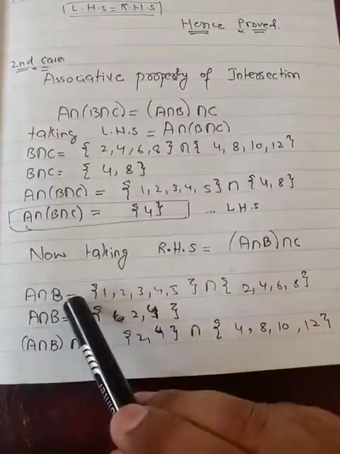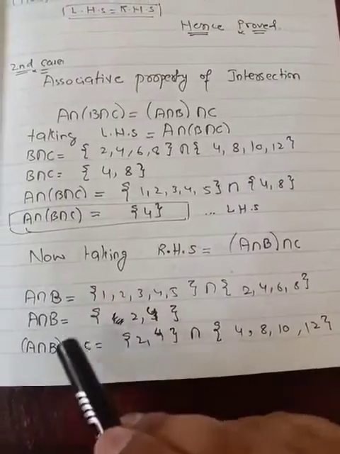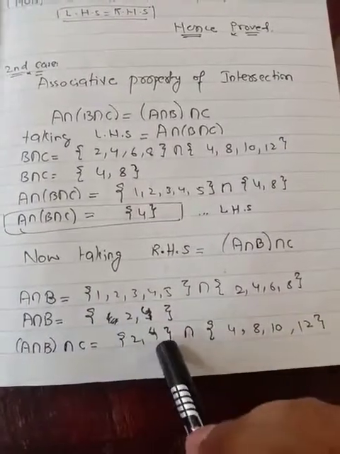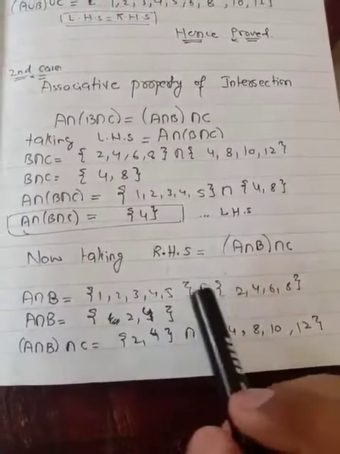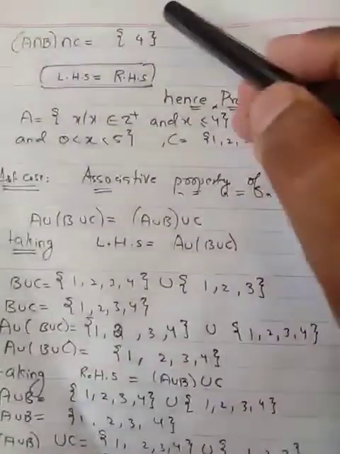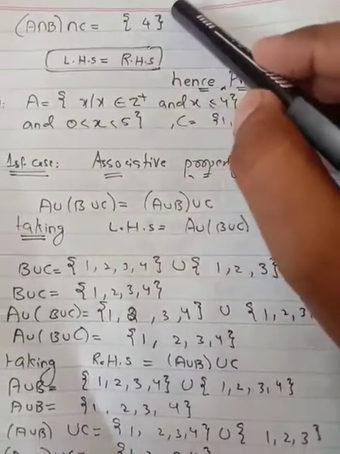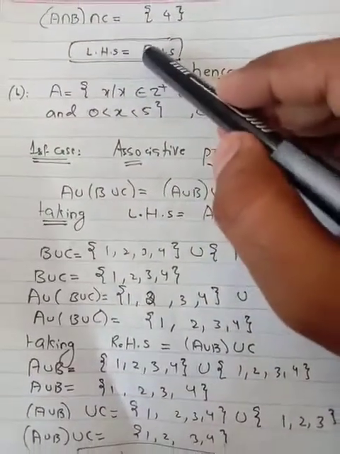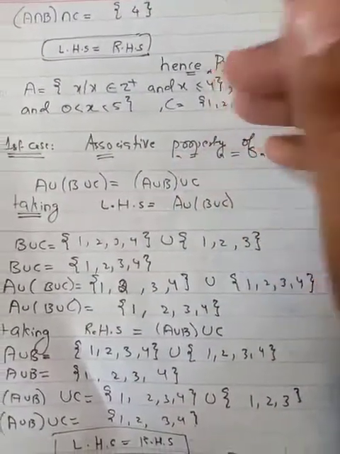Now we will find the intersection of A intersection B with C. A intersection B is 2 and 4. Then intersection with C, we will get our answer as 4. So this is our answer, 4. Here we have proved left hand side equal to right hand side, hence proved.